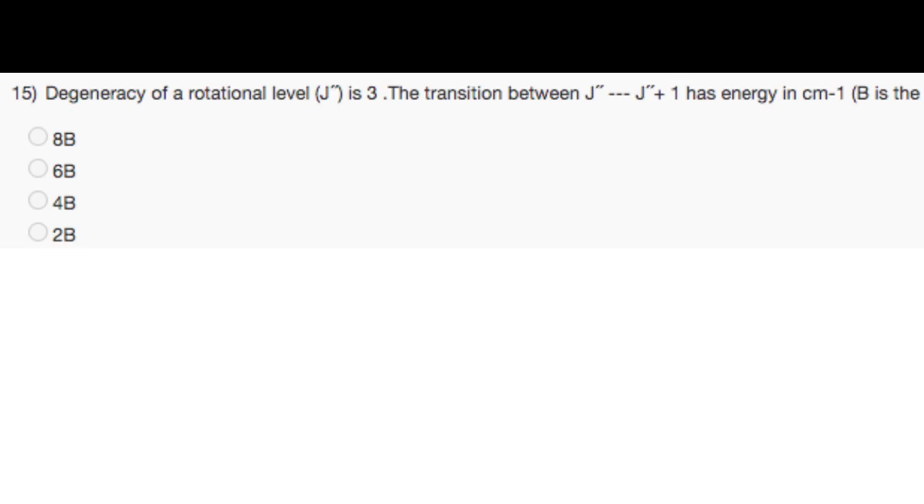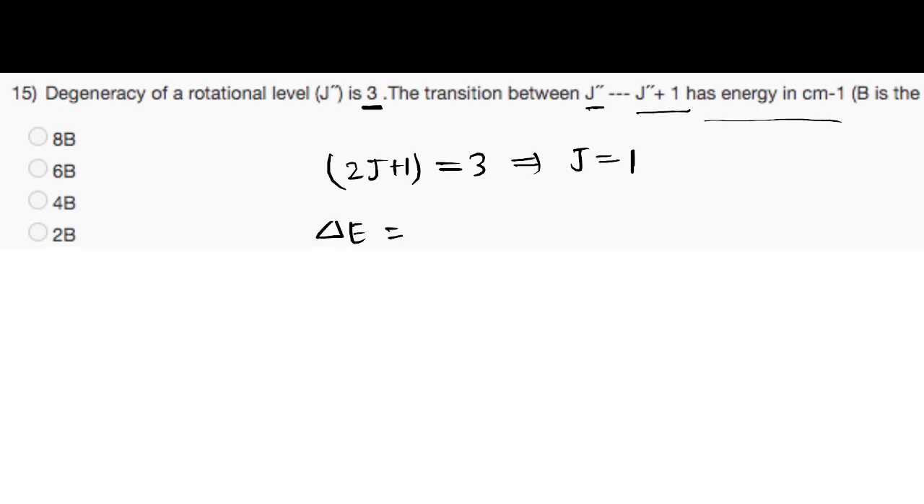So coming to the next question. The degeneracy of the rotational energy level, rotational level J, is 3. The transition between J double prime and J double prime plus 1 has energy in centimeter inverse or hertz. So how can we calculate that? The degeneracy is 3, so 2J plus 1 is 3, meaning J equal to 1. Okay.